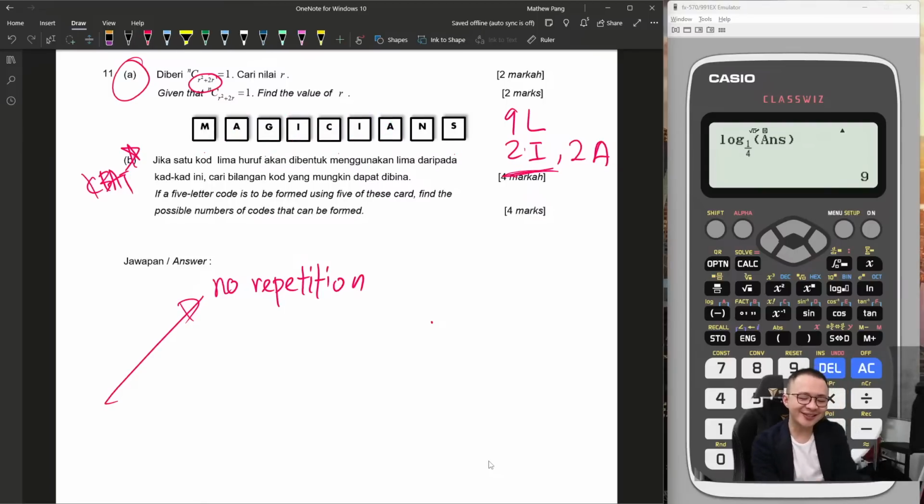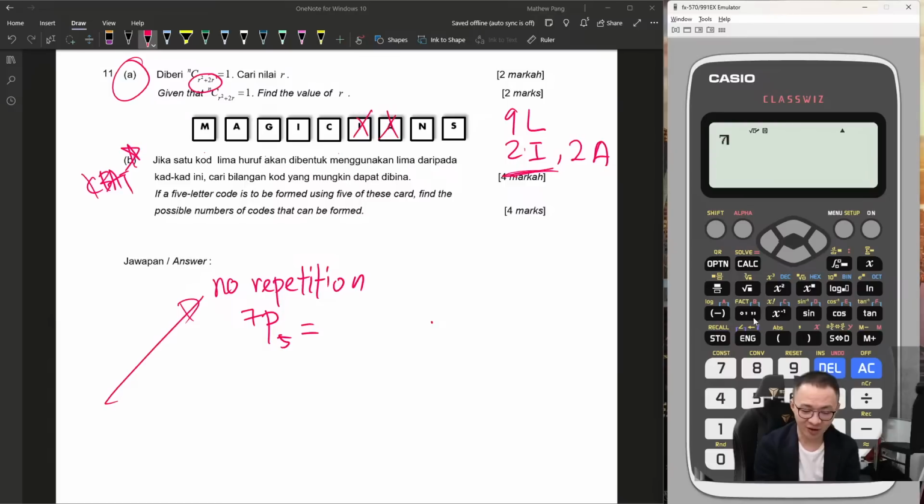I would just take out one I and one A, that is enough. Because if I take out one I and one A, then there is definitely no way they can repeat. So I still have 7 letters, and from these 7 letters, no matter how I choose 5 letters, I confirm no repetition happens.